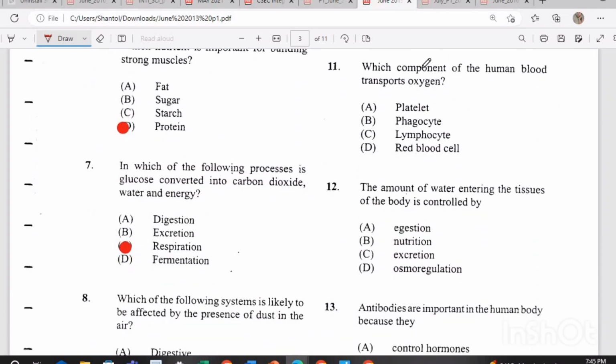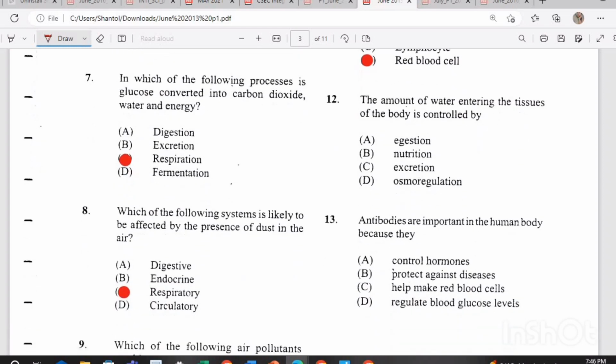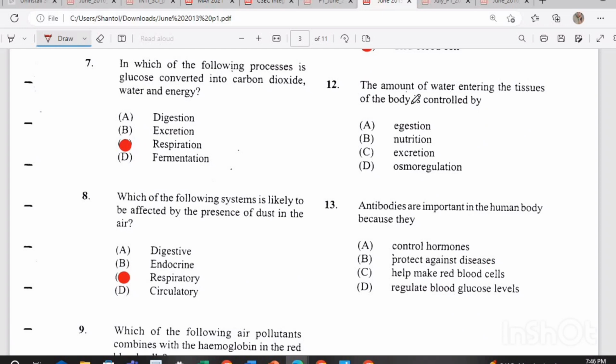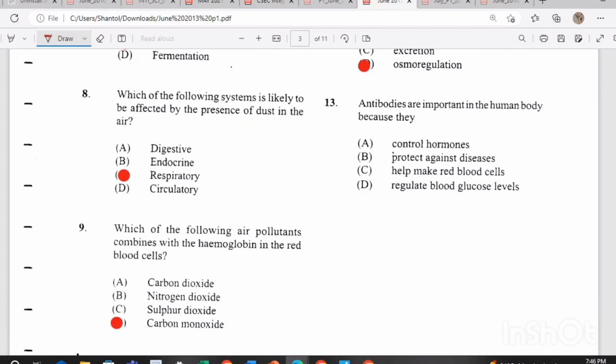Question 11. Which component of the human blood transports oxygen? Is it A, platelets, B, phagocytes, C, lymphocytes, or D, red blood cells? I guess you're thinking red blood cells. You are correct. Question 12. The amount of water entering the tissues of the body is controlled by, is it ejection, nutrition, excretion, or osmoregulation? Answer is D, osmoregulation.